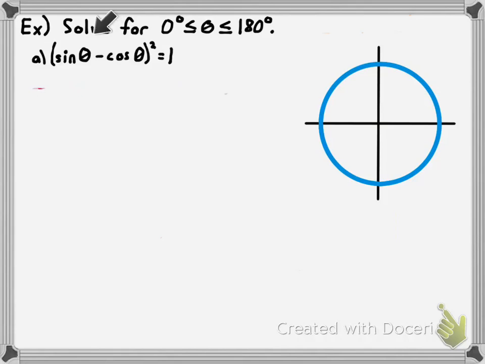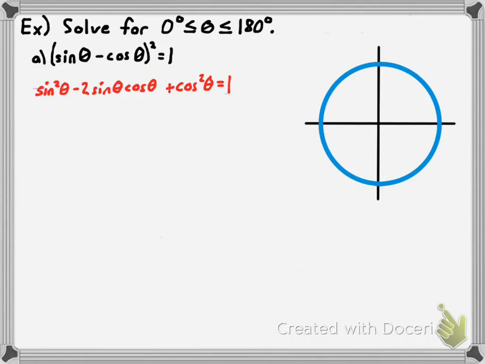When you square a difference, remember your a squared minus 2ab plus b squared pattern, meaning that we're going to get sine squared theta minus 2 sine theta cosine theta plus cosine squared theta equals 1. Now you're probably thinking, Mr. Klinkerman, this looks no easier than what it was before. And I would say, yeah, it doesn't look any easier, but a couple really cool things have happened here.